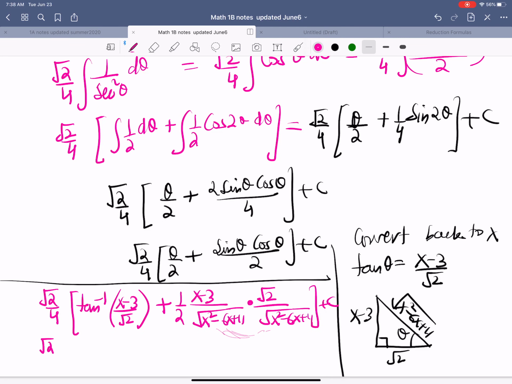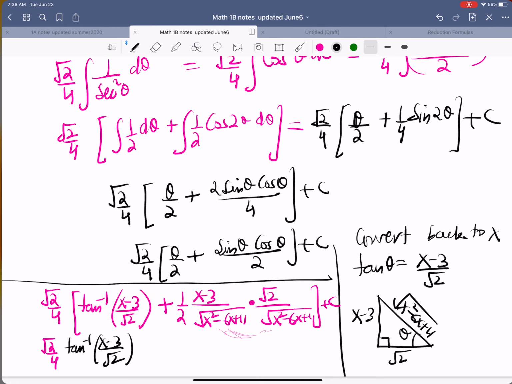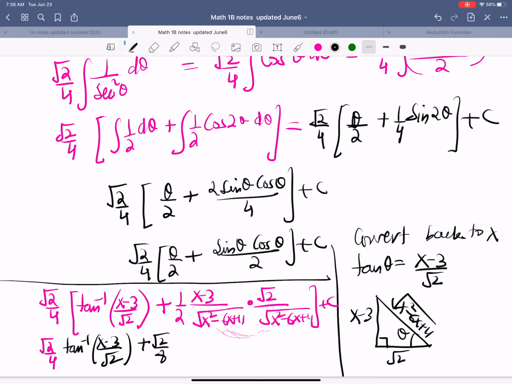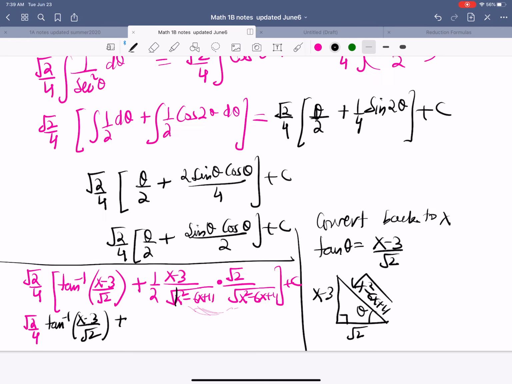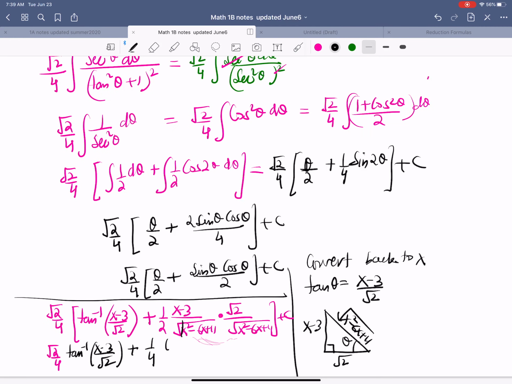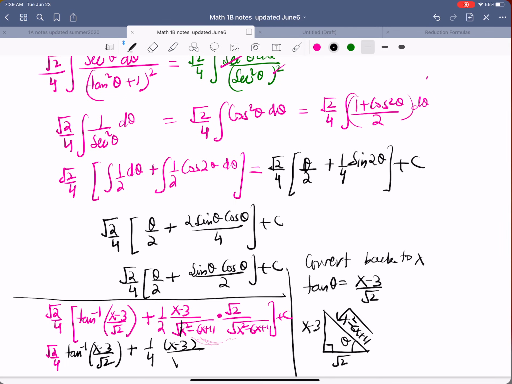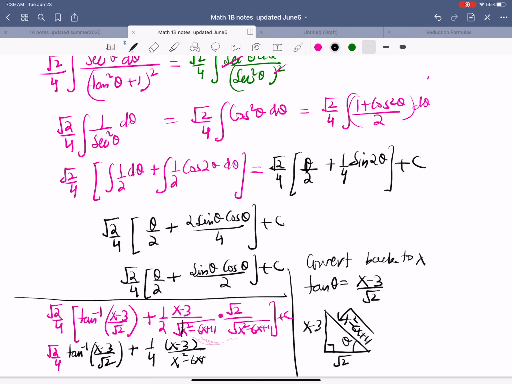Root 2 over 4 tangent inverse x minus 3 over root 2 plus root 2 over 8. There's another root 2 here, so that would just give me a 2 on the top. Yep, that would just be a 2 over 8, which is 1/4. 1/4 x minus 3 over x squared minus 6x plus 11. No square root, plus a c. And that's it. That's the end of this problem.